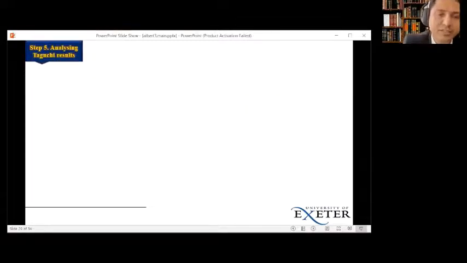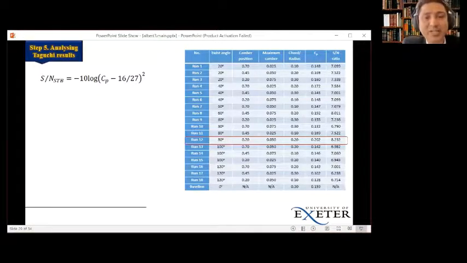Analyzing Taguchi results. Now we can calculate all the SN ratios of 18 different cases with this equation, which I explained earlier. The maximum SN ratio occurs at the maximum power coefficient, which is 8.232, which corresponds to case 12. The combination of twist angle of 80 degrees, a camber position 20%, maximum camber 5%, and chord radius ratio 0.2.